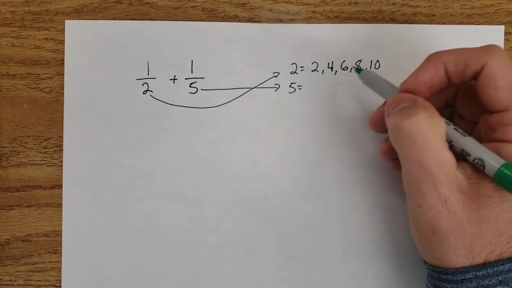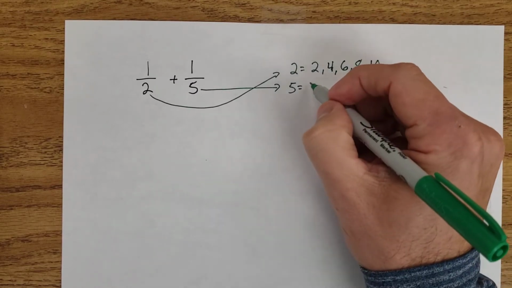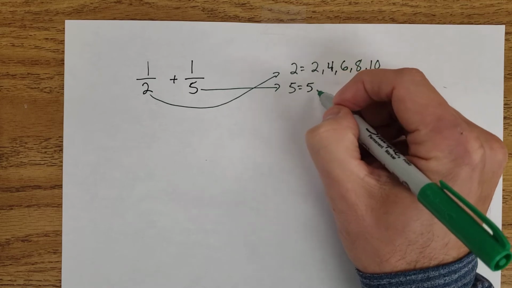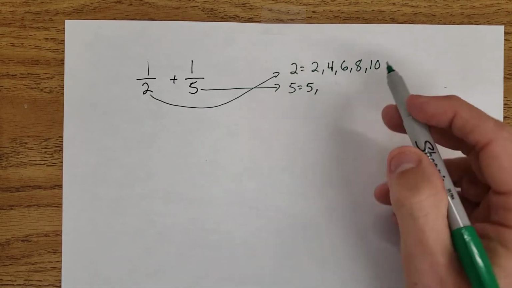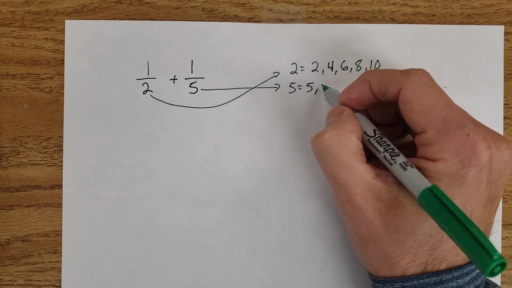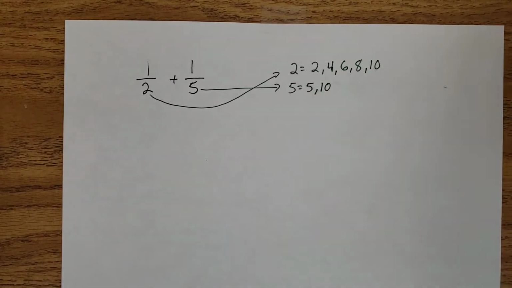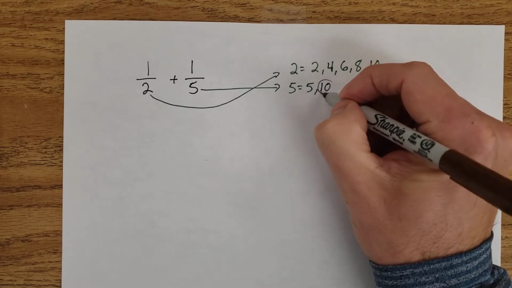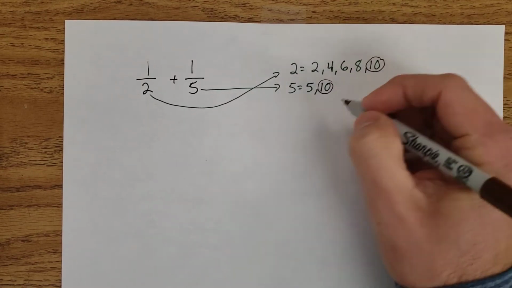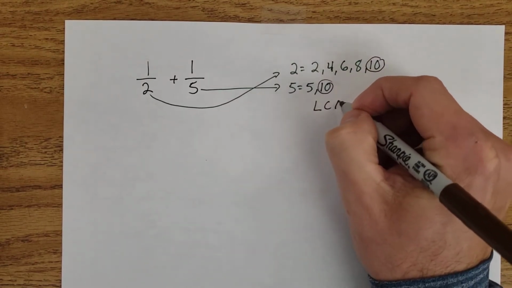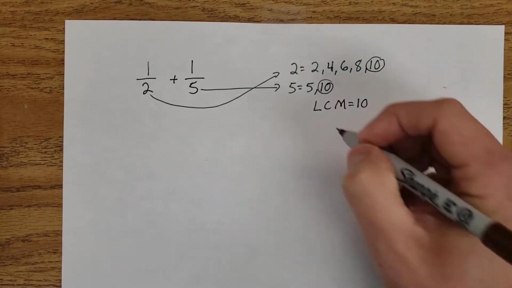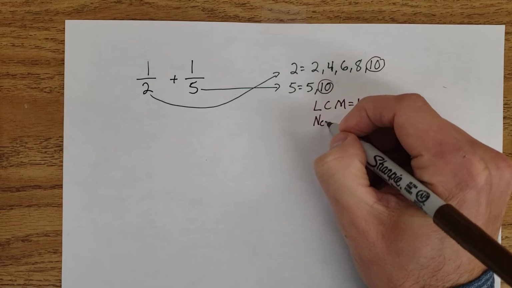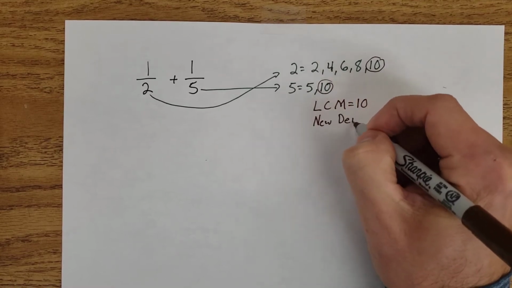And then once I get there, I go to the bigger number and I do one at a time and look for a match. 5 times 1 is 5. Does that match one of my 2's? No, it doesn't. So I got to do my next one. 5 times 2 is 10. That actually gives me a match. And there it is. That is going to be my LCM. My LCM is 10. And that is going to become my new denominator.